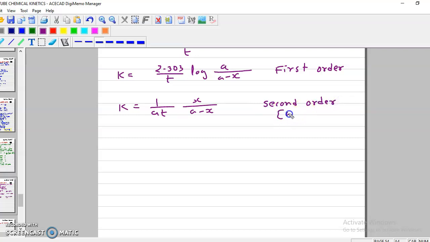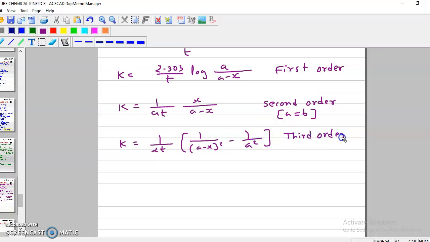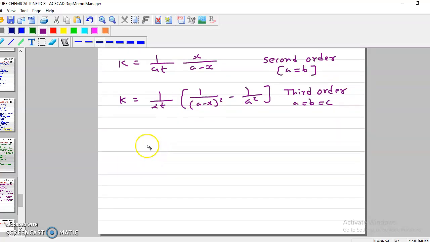where A is equal to B, and then K is equal to 1 upon T box bracket 1 upon A minus X whole square minus 1 upon A square. This is for third order reaction, where A is equal to B is equal to C. All concentrations are same. Okay. Now we know all equations.